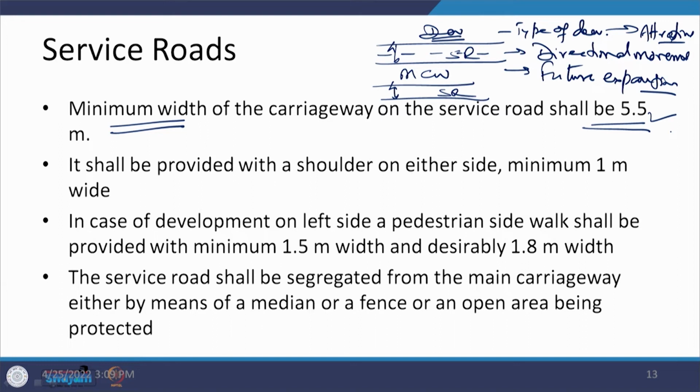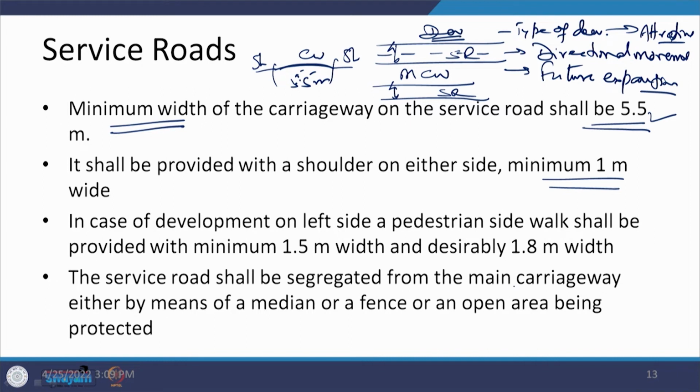Now, when you have a carriageway which is, say, 5.5 meters, this is going to be protected on the sides, where we are having the shoulders, and at a minimum level the shoulders shall be 1 meter wide. So, that means the roadway which you are going to have is 5.5 meters plus 2 meters, which is 7.5 meters of roadway at a minimum level.